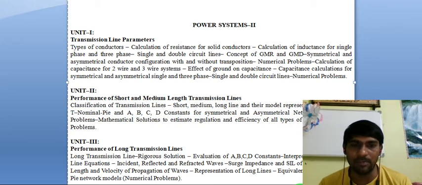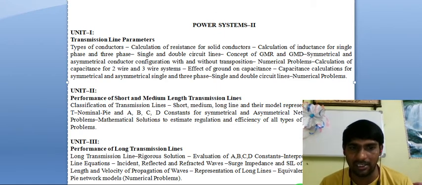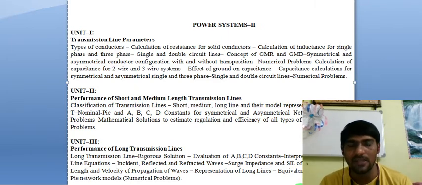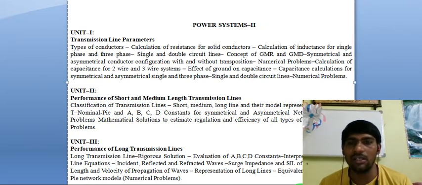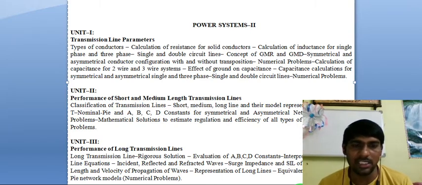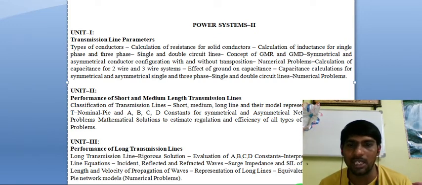Along with the performance we need to draw the vector, that is the phasor representation of the lines, as well as nominal T, what is nominal pi, and how we are going to do the mathematical analysis for the short transmission line as well as the medium transmission line, and how to calculate the A, B, C, D constants for symmetrical and asymmetrical networks. And also we need to do some mathematical analysis for these short and medium transmission lines. This is unit number 2, performance of short and medium transmission lines.